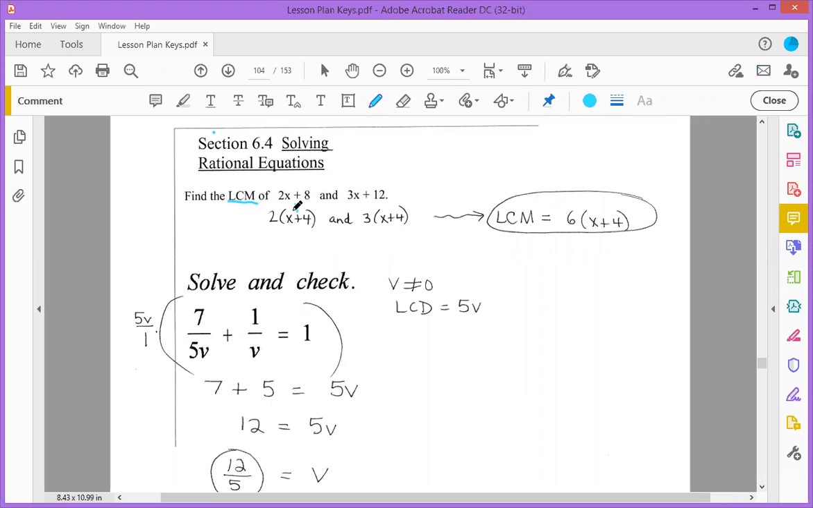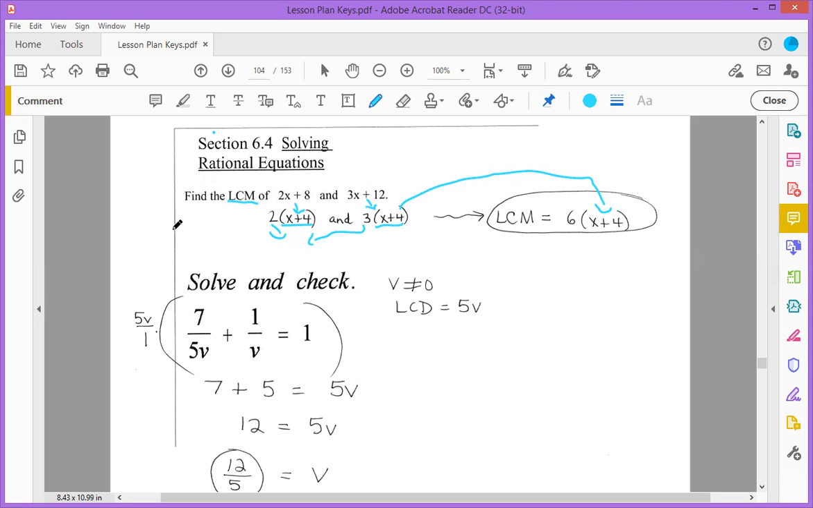Now we'll factor each term first. When we factor 2 from 2x, we get x in parentheses. When we factor 2 from 8, we get 4 in parentheses. And when we factor 3 from 3x, we get x in parentheses, and 3 from 12, we get 4 in parentheses. Notice both these terms share that common factor of x plus 4, so we will include x plus 4 in our LCM. Now we need to find the least common multiple between 2 and 3.